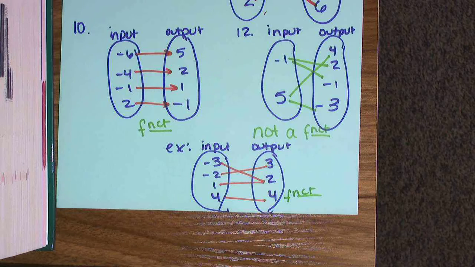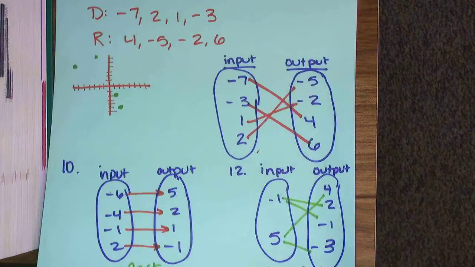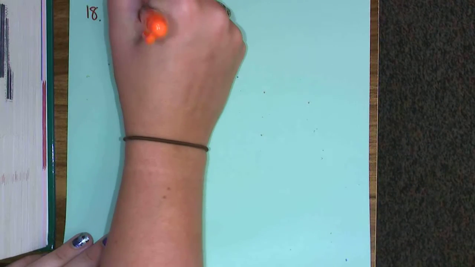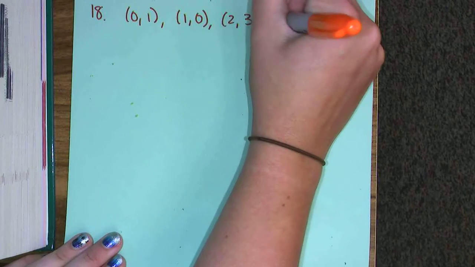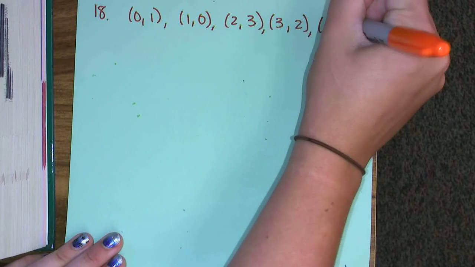Let's see. The next problems are like 16 through 19. They say tell whether the relation is a function. So they give you a bunch of ordered pairs again. So like 18: (0, 1), (1, 0), (2, 3), (3, 2), (4, 4).